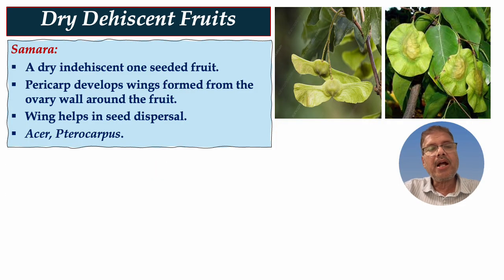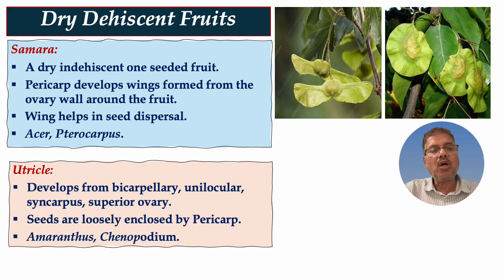A samara is a dry, indehiscent, one-seeded fruit in which the pericarp develops into a thin, winged structure formed from the ovary wall around the fruit. This wing helps the seed to be carried away by the wind, increasing its chances of finding a suitable place to germinate. Examples are Acer and Pterocarpus.